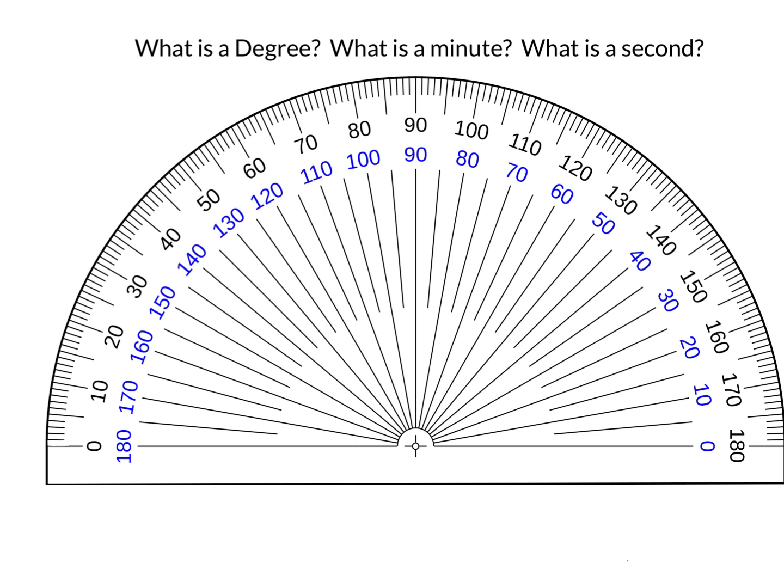And what you can see here, we have a protractor. A protractor usually represents a half circle. And as you can see on ours, we have 180 degrees.